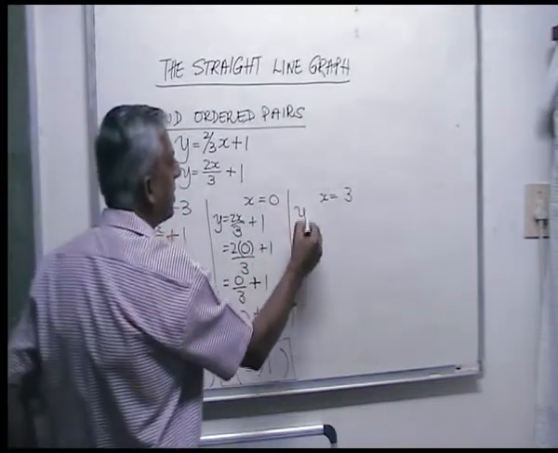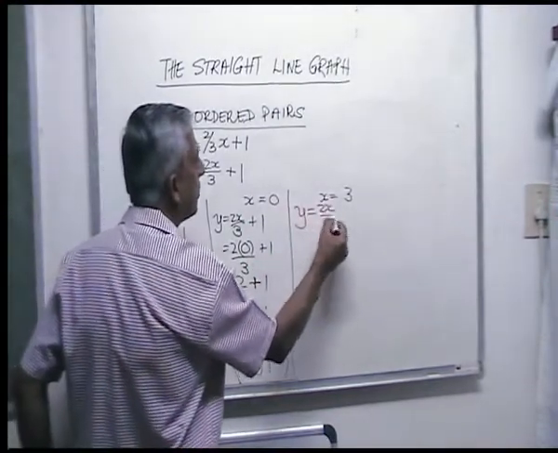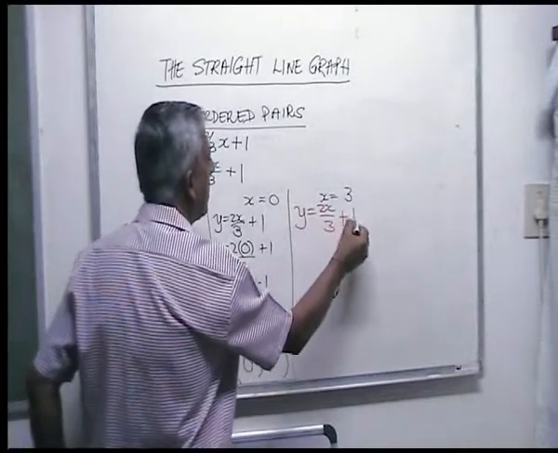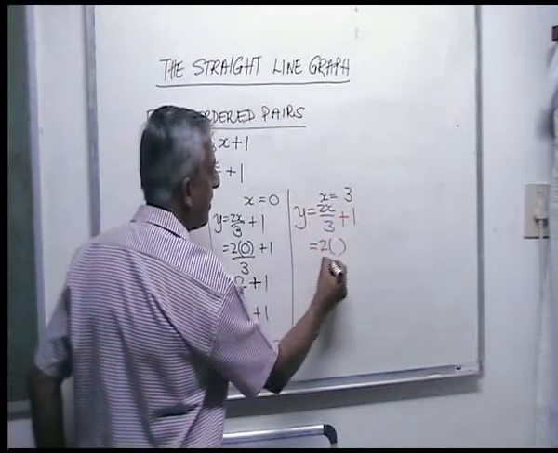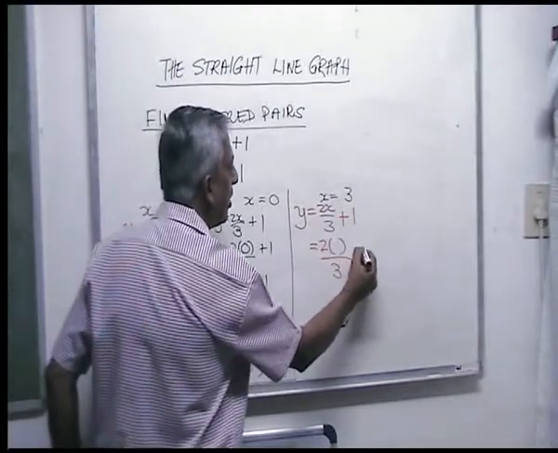So here you got the question, y is equal to 2x over 3 plus 1. And then you'll say, well, that's 2 times some number all over 3 plus 1.